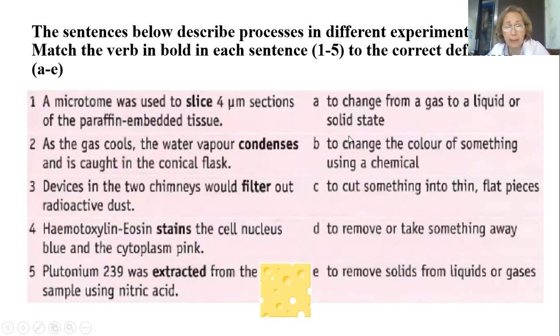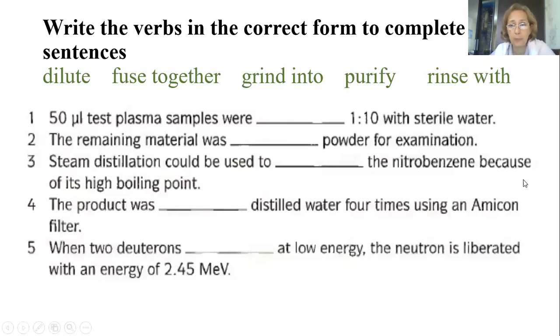Okay, so slice, резать тонкими пластинами, condense, конденсироваться, filter, фильтровать, stain, окрашивать, and extract, извлекать. So these are some verbs which can be useful in description of experiments or processes. And so one more task where we need to write the verbs in the correct form to complete the sentences. So Aidana, will you read the first one?